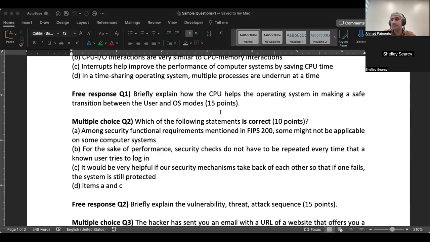So that if the first protection mechanism, whatever it is, failed, the second one to some extent protects us against that. Is that clear now? Yes. So in this case, the correct answer is D, because A and C are correct. Yes, correct. Okay.